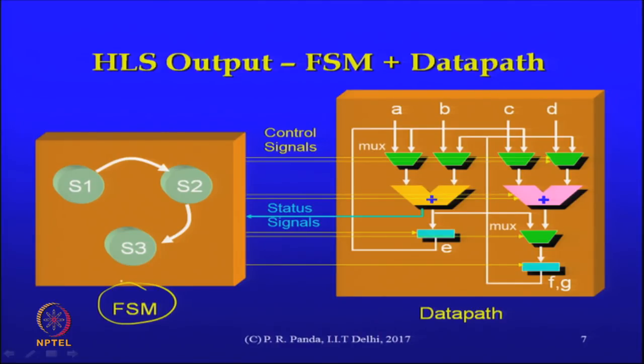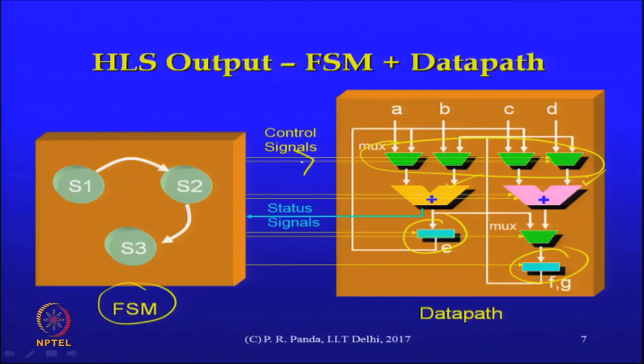So, you do not necessarily have to have only one data path and one FSM, there could be multiple data paths and FSMs and so on, but this is what the picture might look like of the output of the high level synthesis process. So, I have a bunch of components, these are arithmetic circuits, there are multiplexers here, there are registers to store intermediate data, there are control signals that go from the controller into the data path.